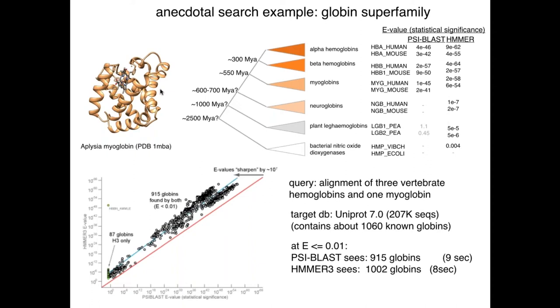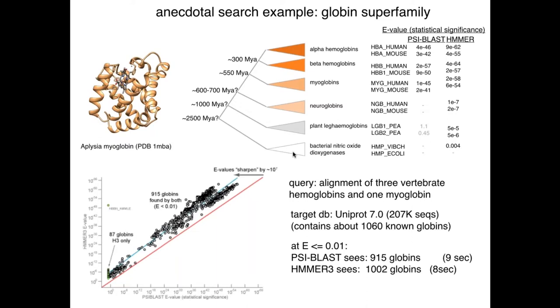So on the left-hand side in the top corner is the structure of a globin, that I'm sure you're all familiar with. Then in the middle is a representation of the globin superfamily. Now there's lots of different globins out there. So there's the alpha and beta hemoglobins and the myoglobins. Alpha and beta are separated by about 300 million years. The myoglobins are separated by about 550 million years. And then more distantly related are neuroglobin and plant leghemoglobins, and they've got up to about 1,000 million years, or a billion years, distance. And then there's some really distantly related bacterial homologs. And we know this now from established structures that these are definitely related.